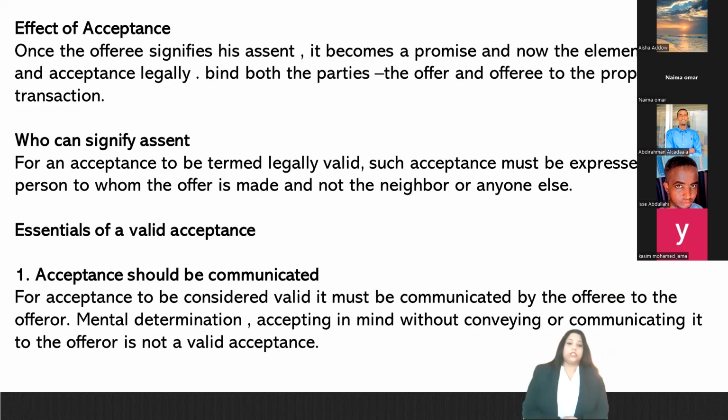So what are the essentials of valid acceptance? Those are just in simple terms. What are the essentials of valid acceptance? One, acceptance must be communicated. Naturally, if you keep it in your mind, it's of no use, like you're not communicating it. It has to be communicated to the party. So for acceptance to be considered valid, it must be communicated by the offeree to the offerer that, yes, I'm willing to do this. Mental determination, accepting in mind without conveying or communicating it to the offerer, is not a valid acceptance.